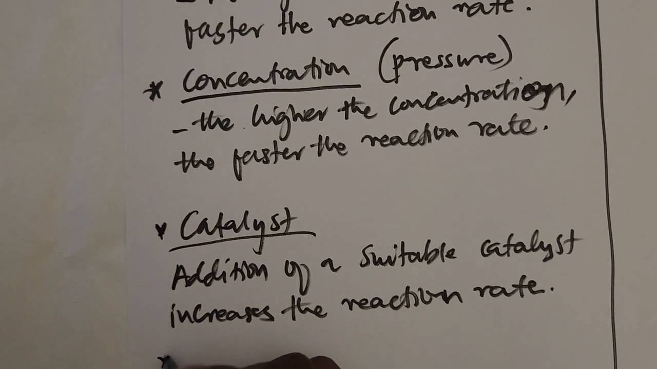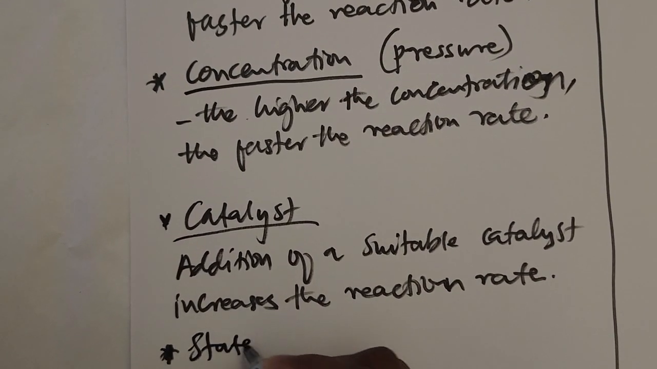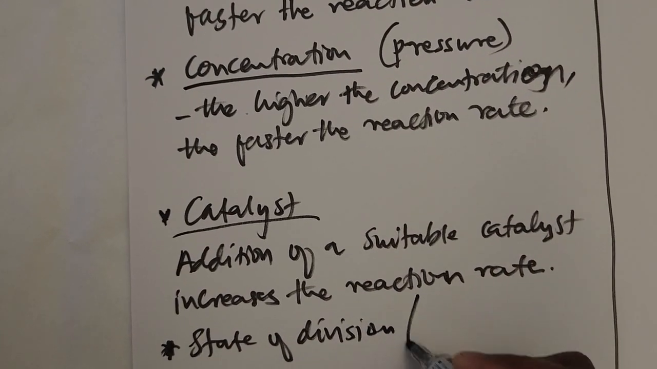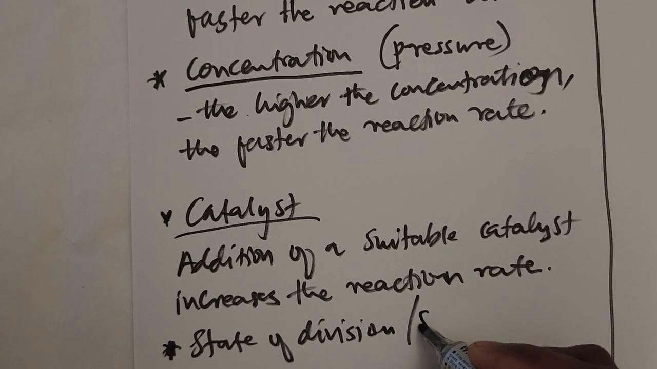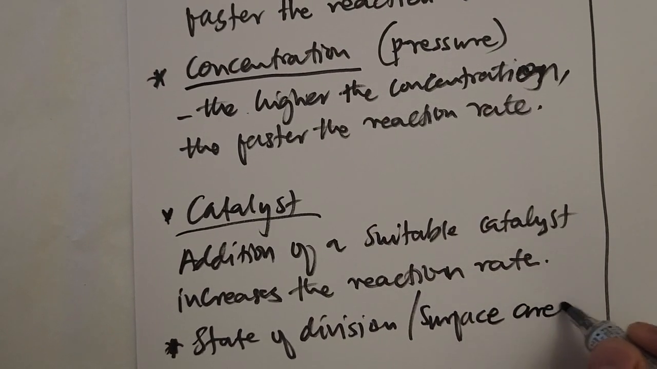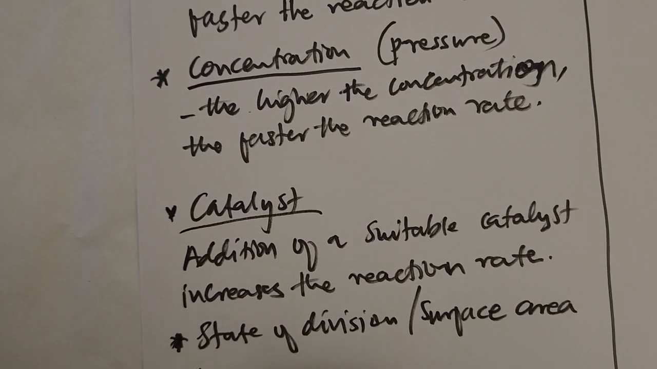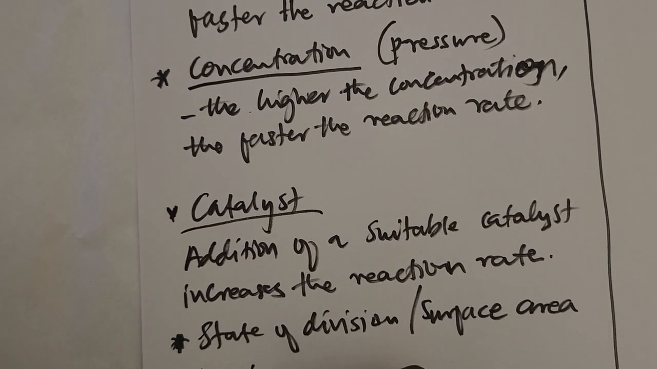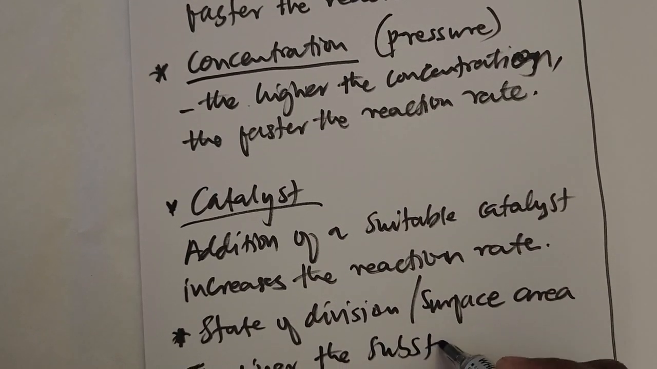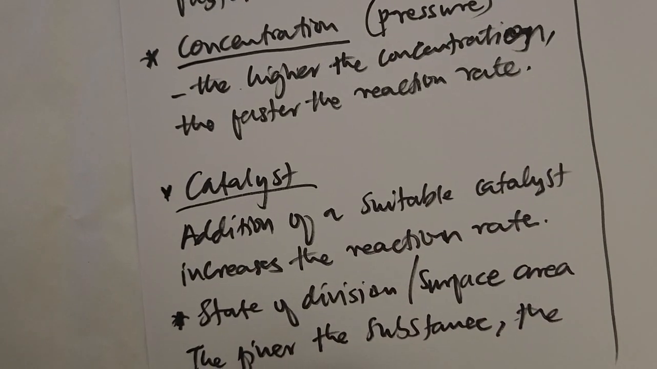Now the fourth one is about the state of division, or what we call the surface area, the area of the reacting surface. Therefore, in this one, we just summarize it to say the finer the substance, the faster the reaction rate.